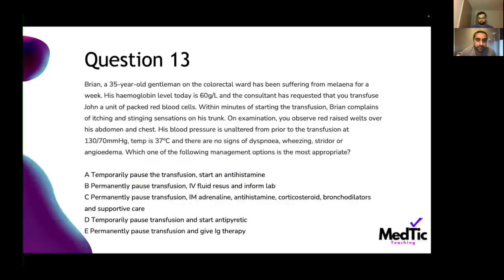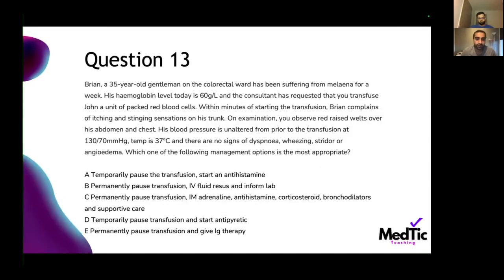Okay, question 13. Brian, a 35-year-old gentleman, is on the colorectal ward and has been suffering from melena for a week. His Hb is 60. And the consultant has requested you to transfuse Brian with a unit of packed red cells. Within minutes of starting the infusion, Brian complains of itching and stinging sensations on his trunk. On examination, you observe red raised welts over his abdomen and chest. Blood pressure is unaltered from prior to the transfusion at 130/70, temperature is 37, and there are no signs of dyspnea, wheezing, stridor, or angioedema. Which one of the following management options is the most appropriate?